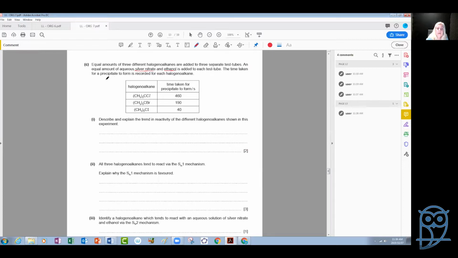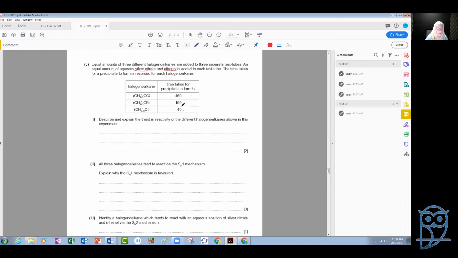The time taken for a precipitate to form is recorded for each halogenoalkane. So here are 3 halogenoalkanes, and you can see one is with chlorine, another with bromine, and the other one involves iodine. And the time taken for the precipitate to form in seconds is given in this column, and we see the top halogenoalkane takes 460 seconds to form some precipitate. And compare this with the bottom one, which takes only 40 seconds. Obviously, this precipitate forms a lot faster, in only 40 seconds, in comparison to the top one.